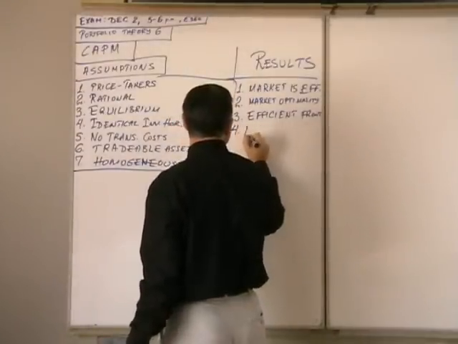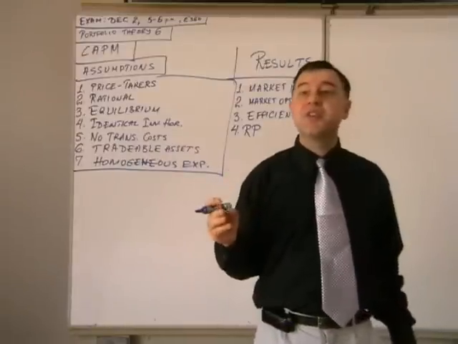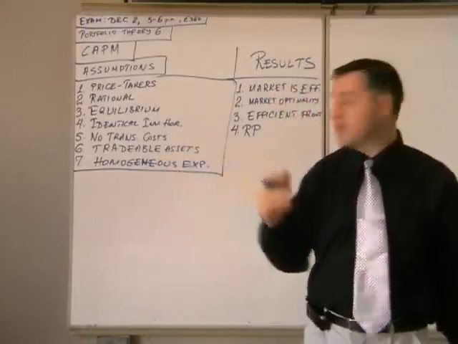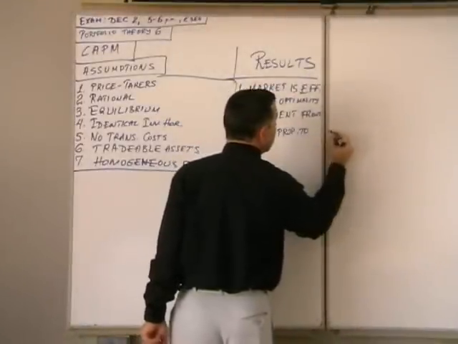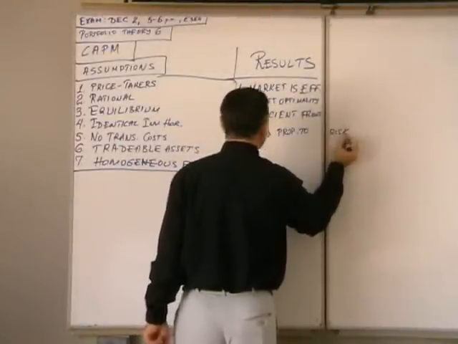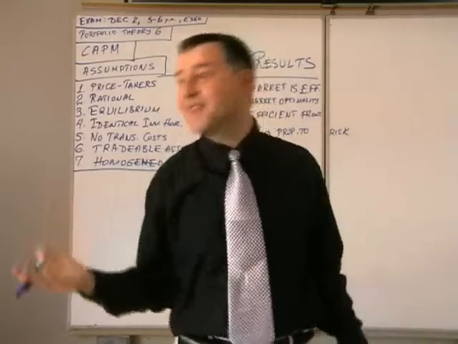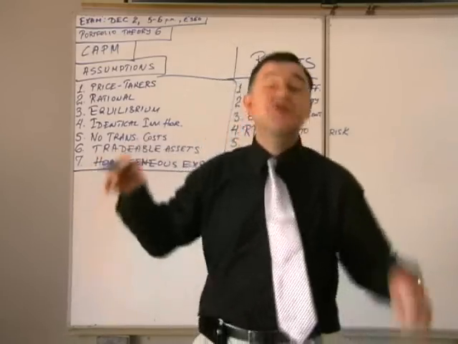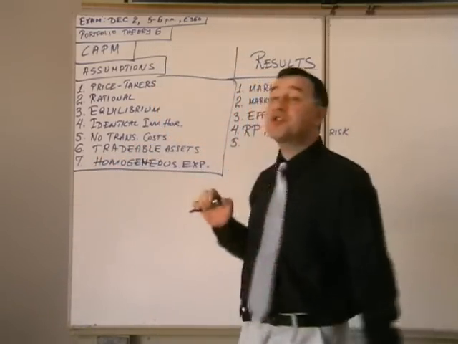The next result is that the risk premium of any security is proportional to its risk. So risk premium is proportional to risk. See, the guy gets offended. What can I do? He missed once, he missed twice, he's going deeper down. Alright, so proportional to risk.